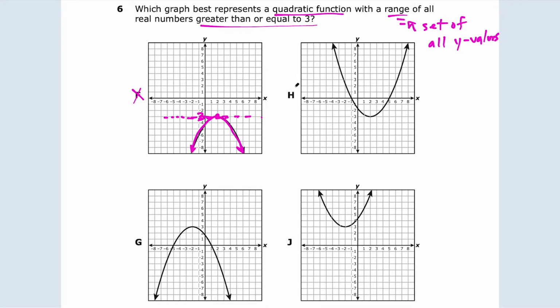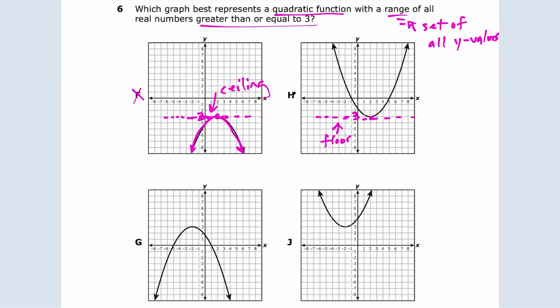And now looking at H is almost good, except for this quadratic, all of the y values would be greater than or equal to -3. So you see here, this acts almost like a floor, and this one here acts as a ceiling. So if we want our y values to be greater than or equal to something, that means we need a floor in our situation here.